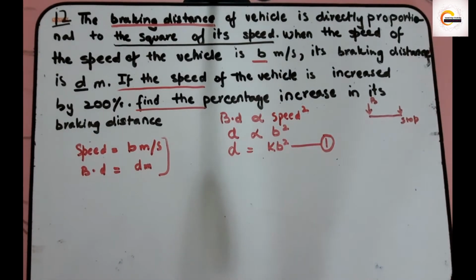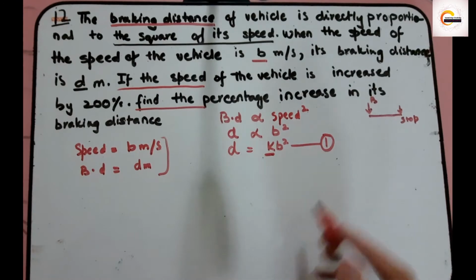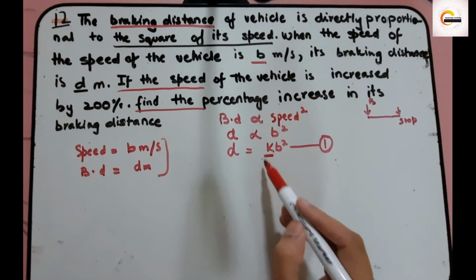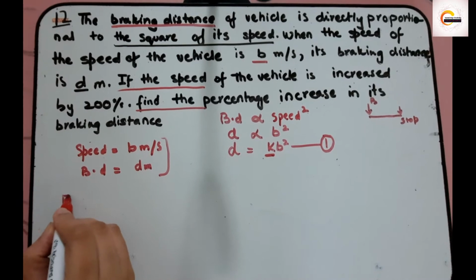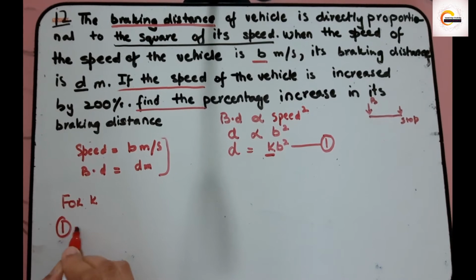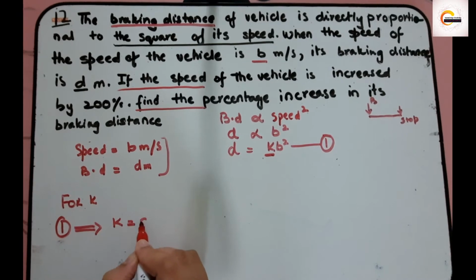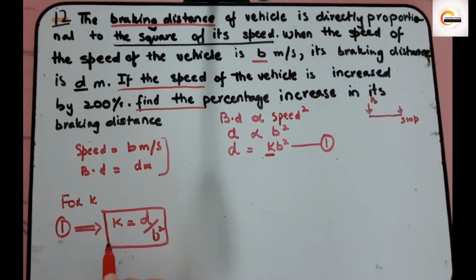So for any expression, if we have to go further, we need to know the value of k. Obviously there are alphabet variables over here. Our value of k will come in terms of d and b. So k is equal to d upon b square. This is the value of k.